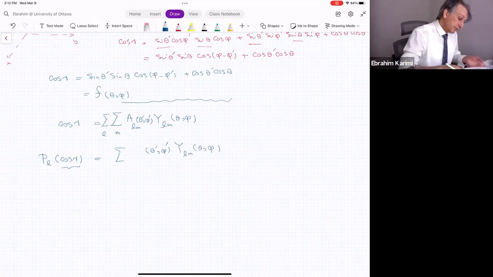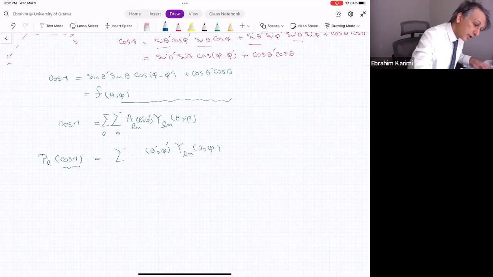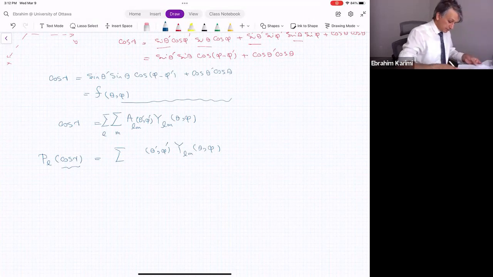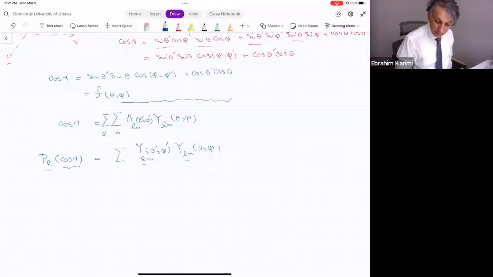Let me look at my notes. Let's see where I am. Yeah, it's given by Y_LM, and the summation is not on L because the L is identical. The summation will be only on M, which is changing from minus L to plus L. And then with the coefficient, which is 4 pi divided by 2L plus 1.